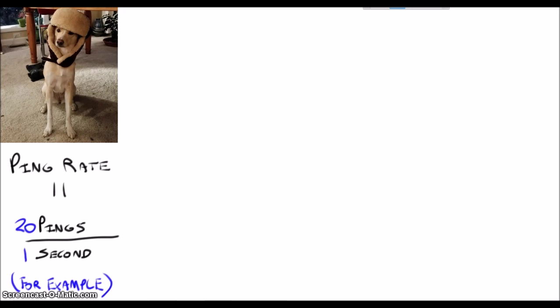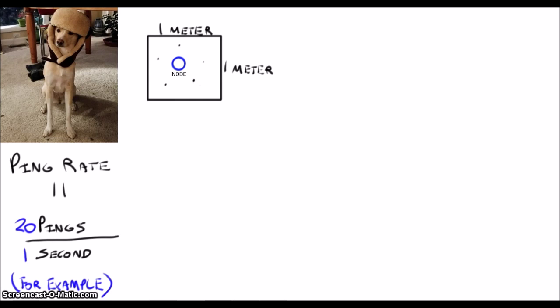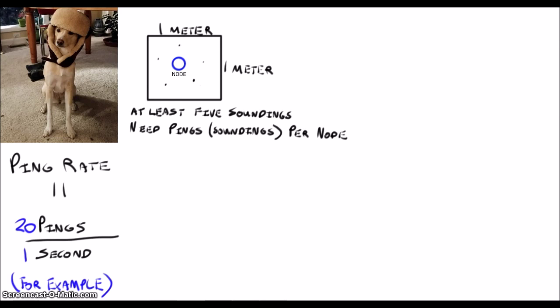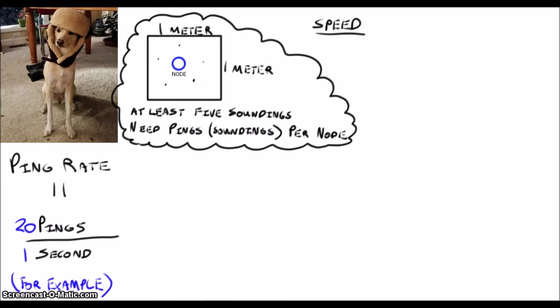Well, let's start by looking at our initial fraction, which is basically given to us. Then, let's look at a common situation. Say we have a 1 meter surface, where each node represents a 1 meter by 1 meter square. According to NOAA specifications, we need to have at least 5 soundings, or pings, per node. So we really need to get from ping rate to pings per node. First, let's incorporate our speed. If we were going 7 knots, that would be 7 nautical miles per hour. But we need meters per second.